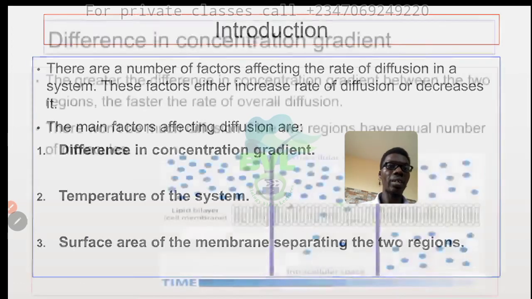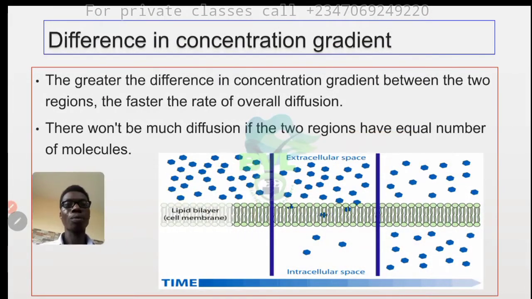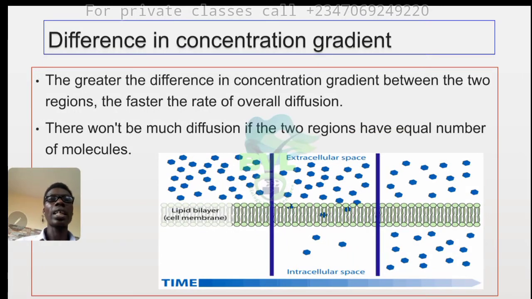So let's get started. Basically, the greater the difference in concentration gradient between the two regions, the faster the rate of overall diffusion. There won't be much diffusion if two regions have an equal number of molecules.